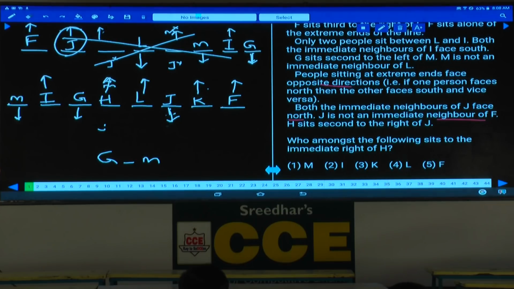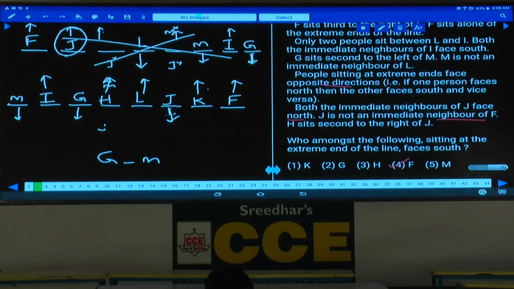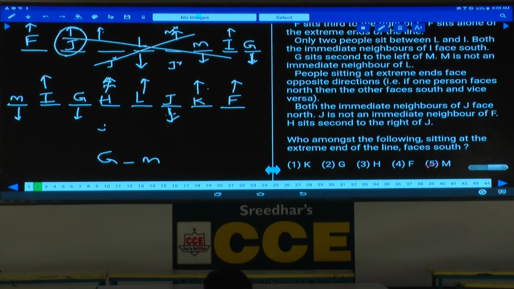Then question number 1. Who among the following sits to the immediate right of H? Tell me, L. L, that is choice 4. Then coming to question number 2. Who among the following sitting at the extreme end of the line faces south? Extreme end of the line, M and F are. Now between these two, who is facing south? M is facing south, that is given in choice 5.